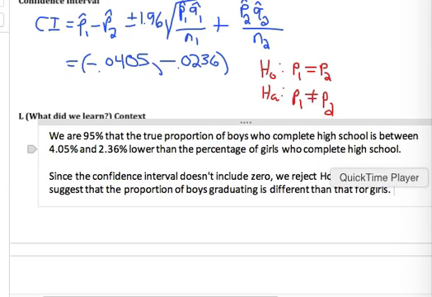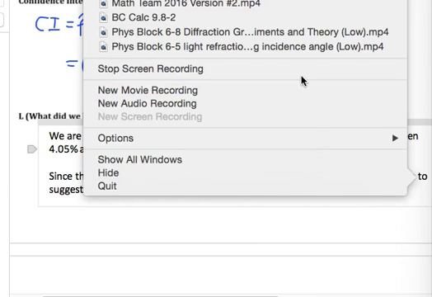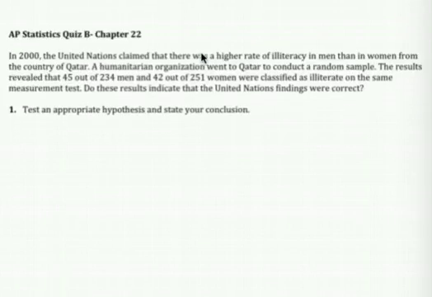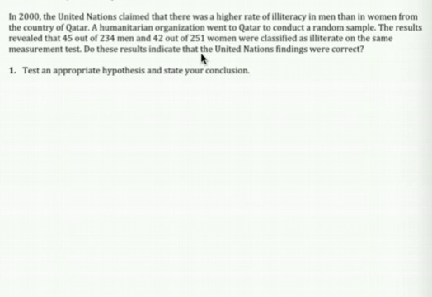I'm going to save this just in case something happens. Okay, so let's look at another example. This time we're not going to do a confidence interval, we'll just go with a straight up test, okay?